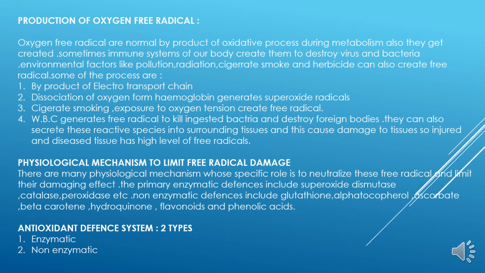Production of oxygen free radicals. Oxygen free radicals are a normal byproduct of oxidative processes. During metabolism also they get created. Sometimes the immune system of our body creates them to destroy viruses and bacteria. Environmental factors like pollution, radiation, cigarette smoking, herbicides can also create free radicals. Some are byproducts of the electron transport chain, dissociation of oxygen from hemoglobin generates superoxide radicals, and cigarette smoking and exposure to oxygen tension create free radicals.